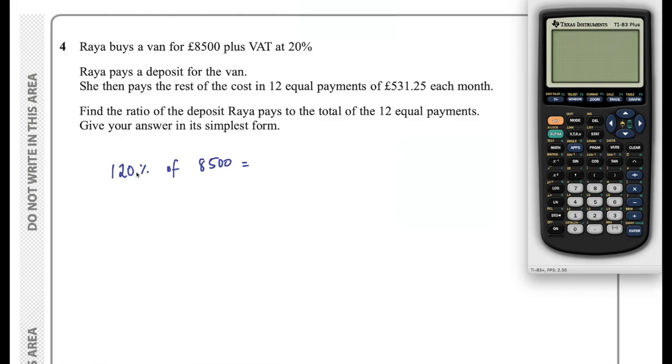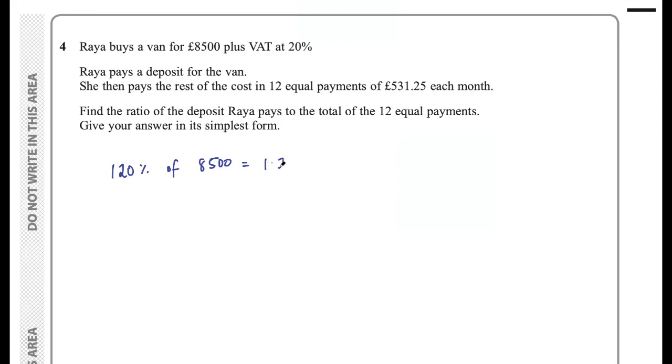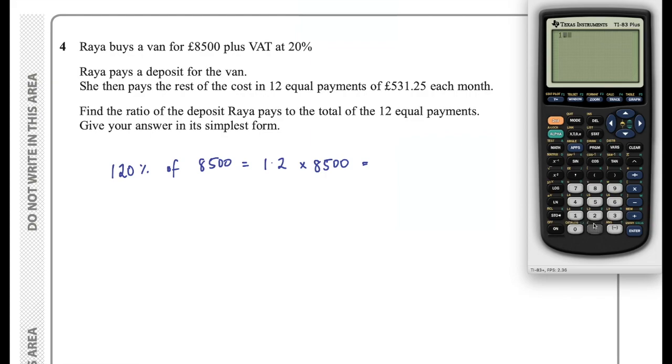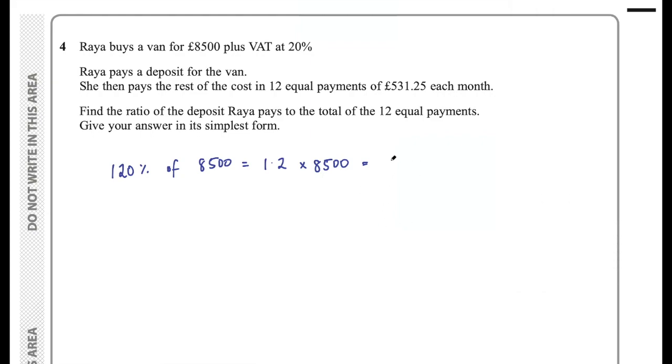The multiplier for 120% is 1.2. So you basically just take that percentage and divide it by 100. That gives you your multiplier. And then we do the multiplier multiplied by the amount. So 1.2 times 8,500, and that gives us 120%, or 8,500 plus 20%. Okay, so 1.2 multiplied by 8,500, that gives me £10,200 for the total cost of the van.